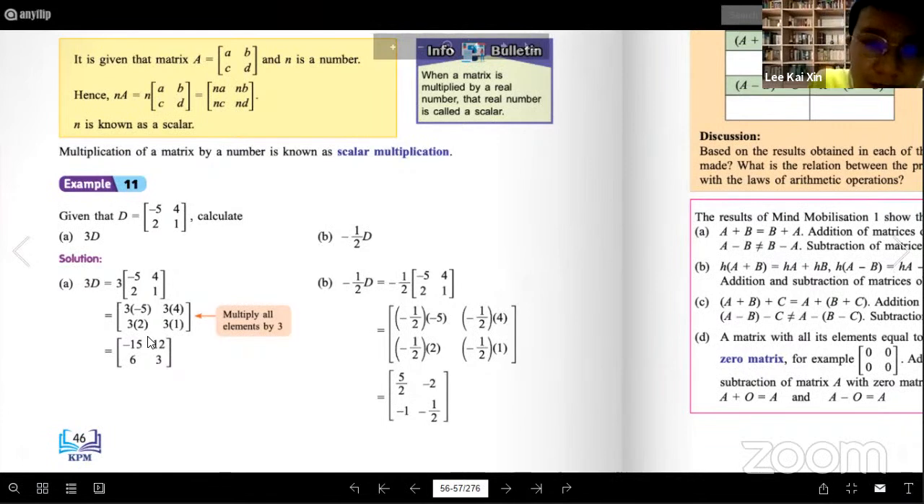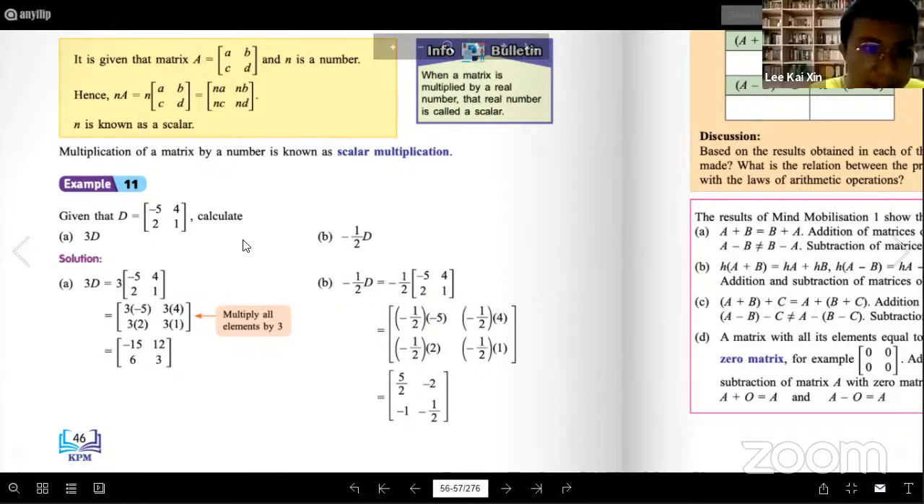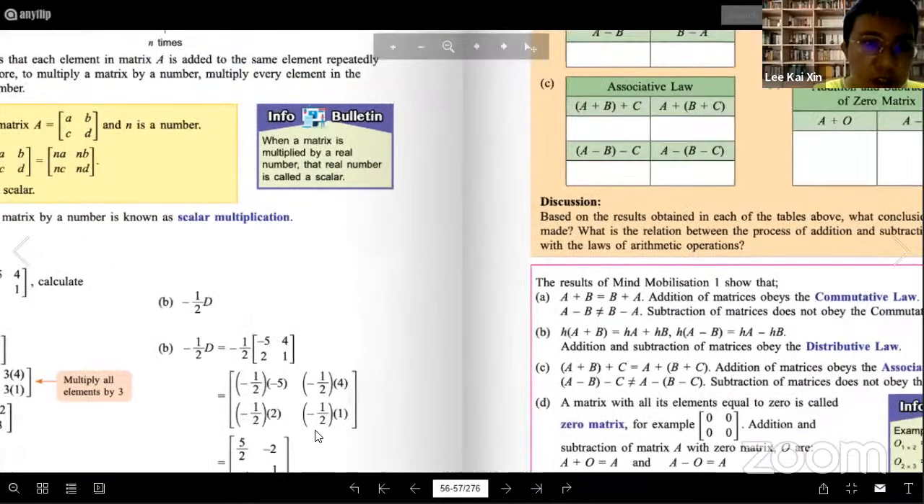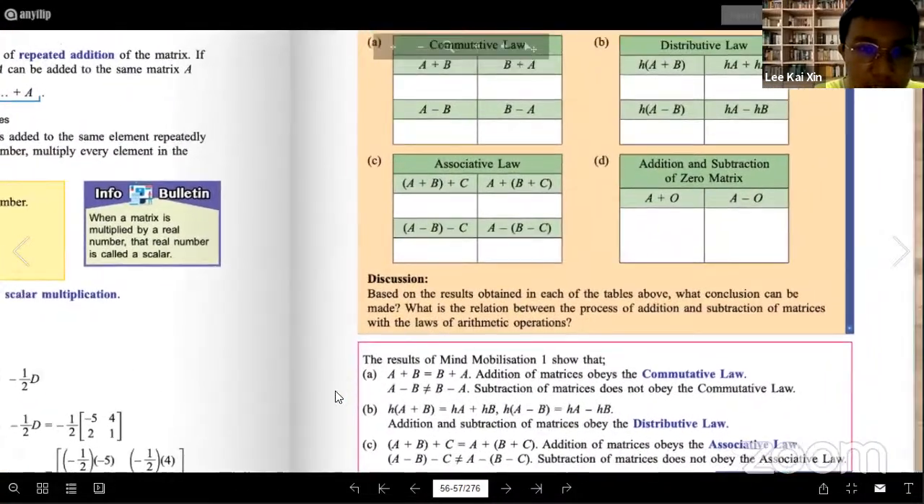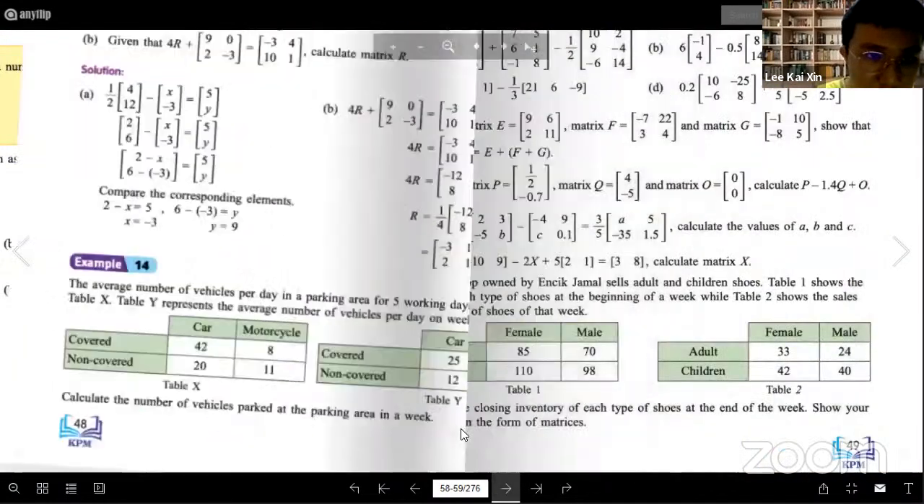And then -half D. Okay, so D is given to you like that. You times -1/2 with the entire D. So you get 5/2, which is 2.5. Half times -4, you get -2. Half times 2, you get -1. And negative half times 1, you get -half. So multiplication with an integer actually is quite easy. You just times in directly.